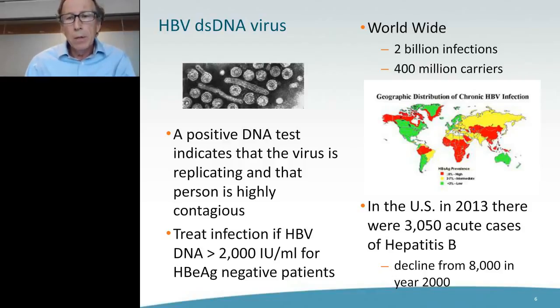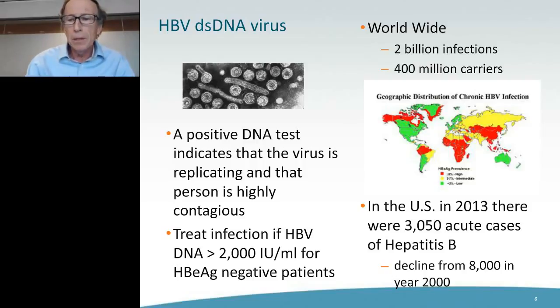Now, very large numbers here. Worldwide, 2 billion infections around the world with 400 million carriers. And as you can see by the global map, the red indicates high prevalence rates and green lower prevalence rates. But even in the U.S., there still are a number of acute cases per year, 3,050 in 2013. Now, good news that in the U.S. at least, this has declined from 8,000 new acute cases in the year 2000.